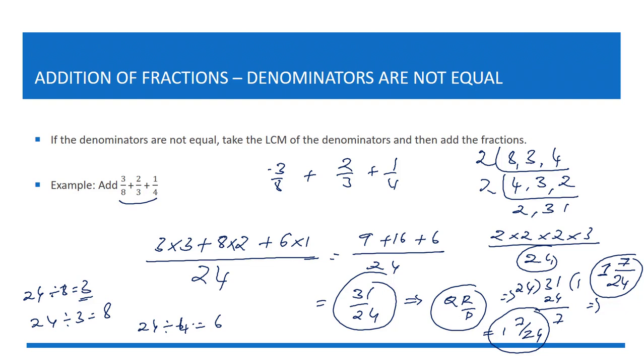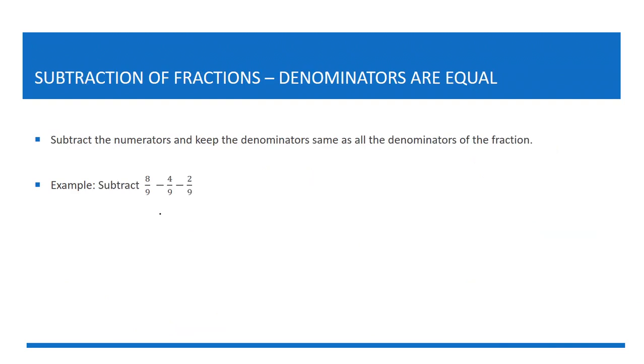Hope you understood. Similarly, subtraction of fractions is also the same. If the denominator is the same, just subtract the numerators. See what happens here: 9 over 9. So now 8 minus 4 is 4, 4 minus 2 is 2. This is the answer, correct? Subtract the numerators and keep the denominator the same as the denominators of the fractions.